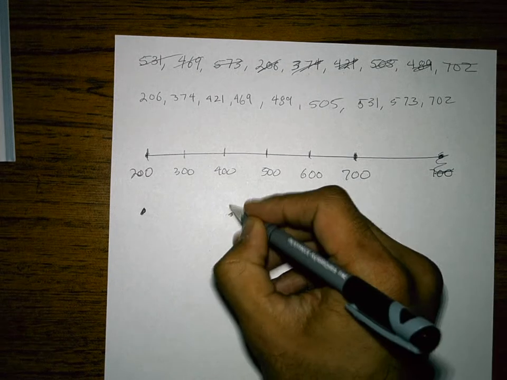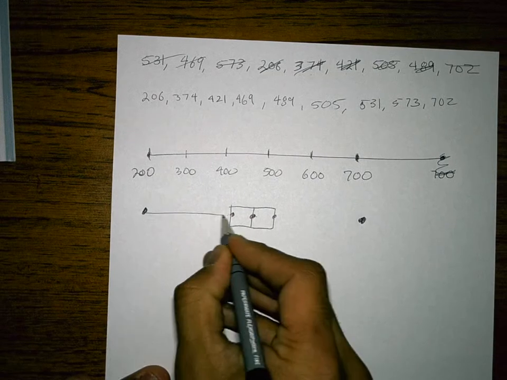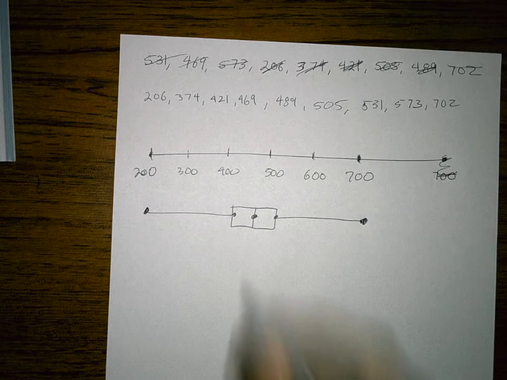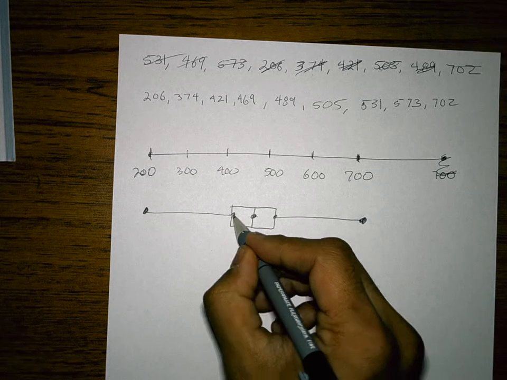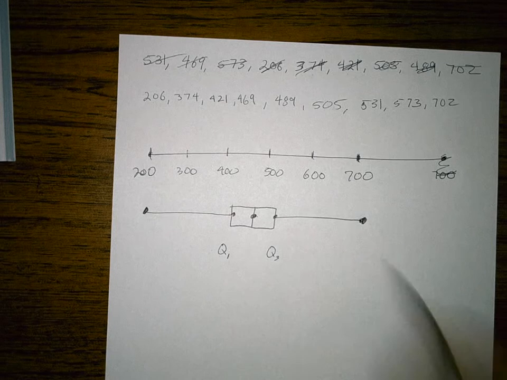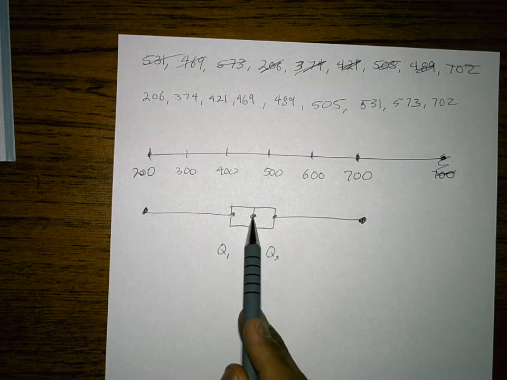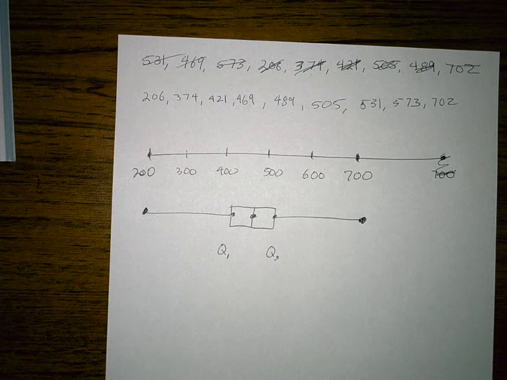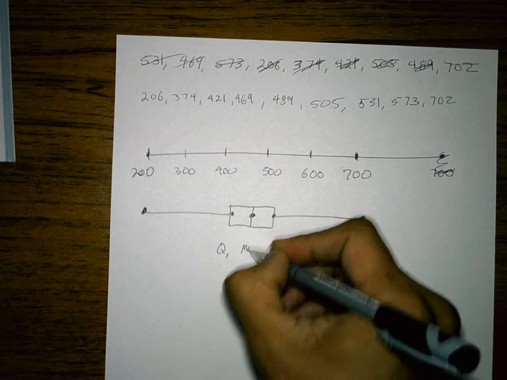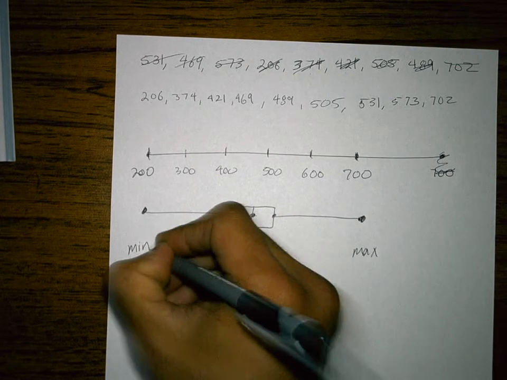Now from there I draw in my box. I draw a box between the first quartile and the third quartile, which is like quarters. This is the first quarter here, this is the second quarter, this is the third quarter, and this is the fourth quarter. This piece right here in the middle is my median. This is my max value, and this is my minimum value.